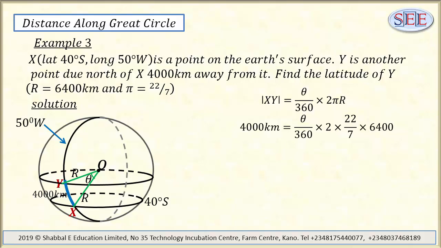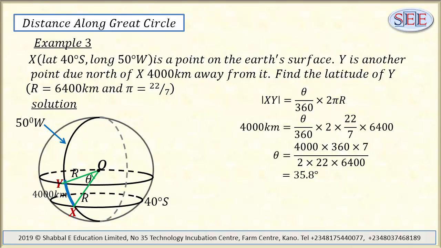So we continue making theta the subject of the formula by cross multiplying, and we now have 4,000 multiplied by 360 multiplied by 7, everything divided by the product of 2 by 22 over 7 by 6,400. Multiplying the numerator separately and the denominator separately and dividing the two results gives theta as 35.8 degrees. Look at Y, as Y is due north of X. Due north of X does not mean it's in the northern hemisphere. Only from X to go to Y you follow the northern direction.